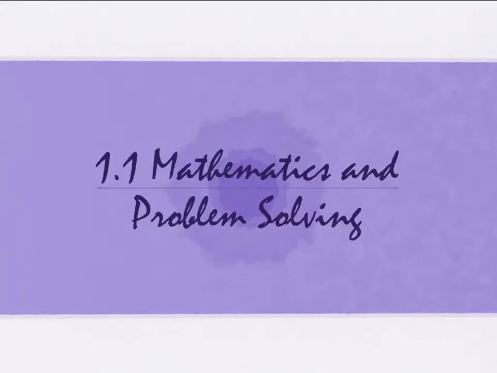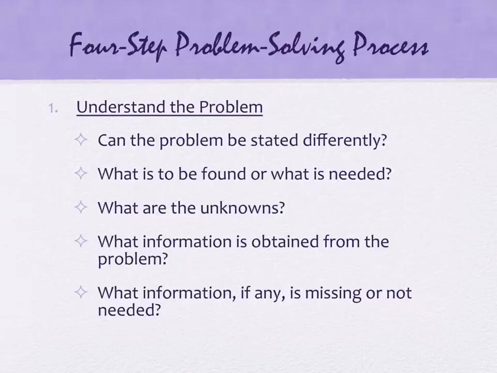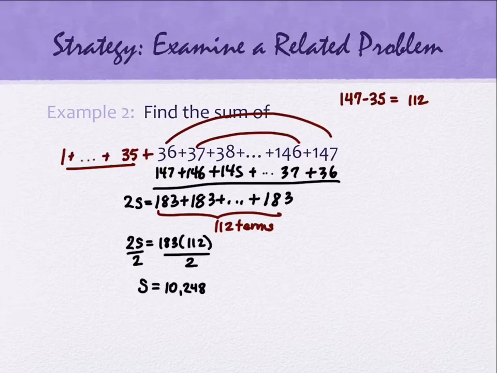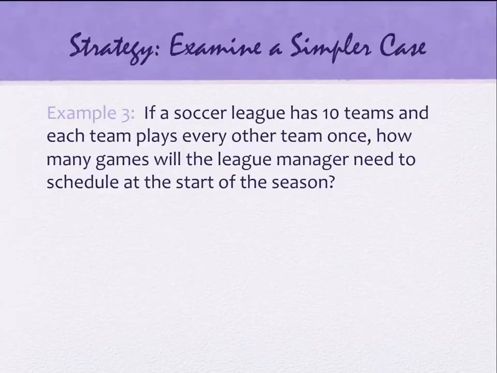Last time we were taking a look at section 1.1, mathematics and problem solving. We talked about taking a look at problems and doing a number of different processes for how we might solve them. We had done an example where we had a pattern. We had done a second example where we used a similar case and did the same kind of thing, examining a related problem. And we're going to take another one today.